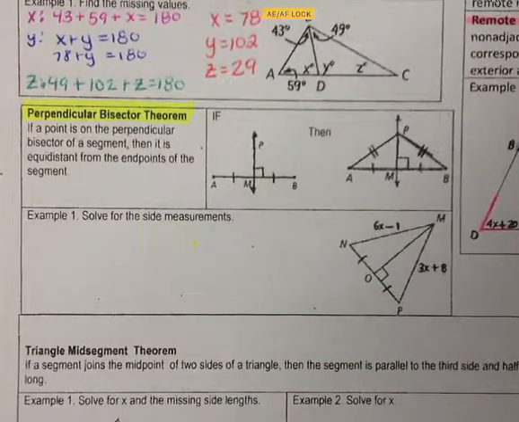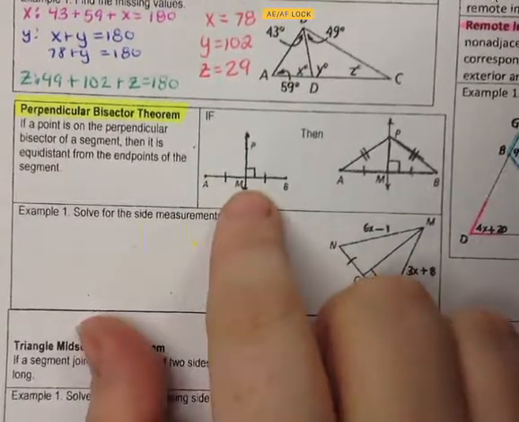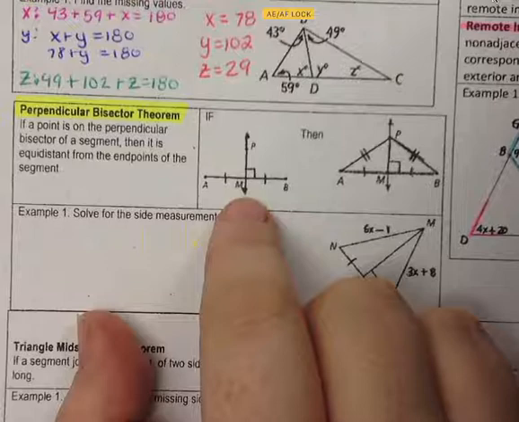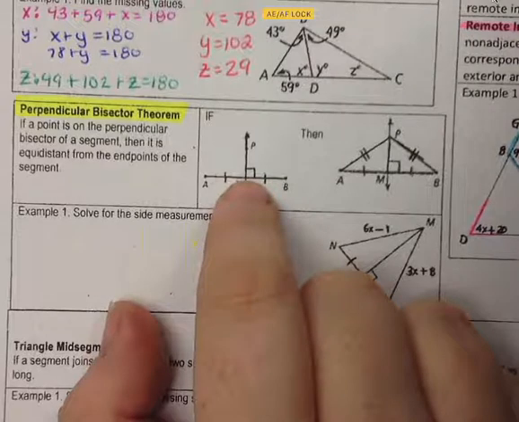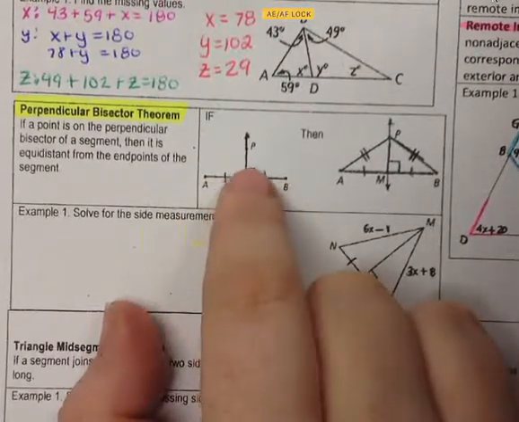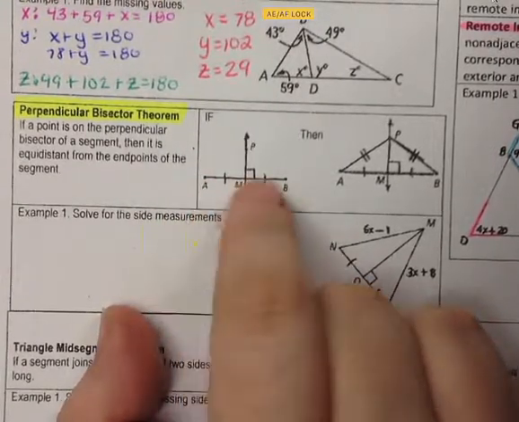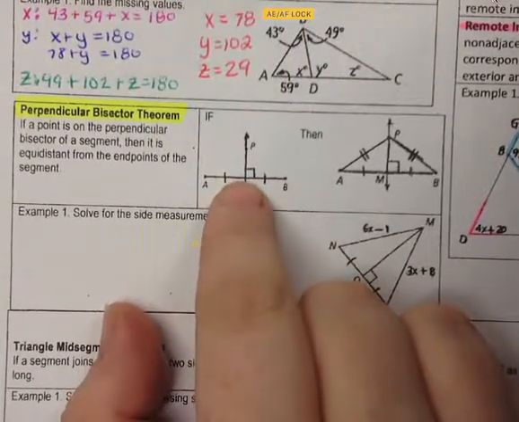The perpendicular bisector theorem states that if a point is on the perpendicular bisector of a segment, then it is equidistant from the endpoints of the segment. So if we have a point on the perpendicular bisector of a segment, this is considered your perpendicular bisector because this line is perpendicular to segment AB because of the right angle, and it is bisecting segment AB because you have two congruent segments and M is in the middle of that. So that is the perpendicular bisector.